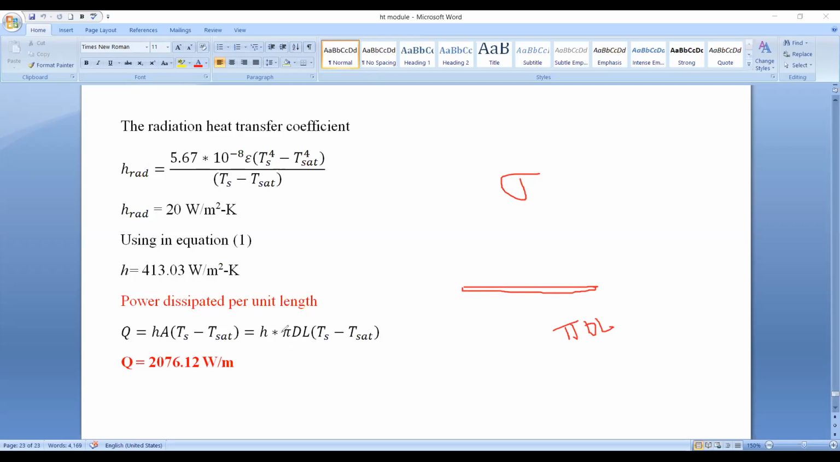But he asked us to calculate the power dissipated per unit length. Per unit length, so L should be taken as 1. Pi times diameter, the diameter of the wire, is given. So after substitution, you will get the power dissipated, or the rate of heat transfer per unit length. The rate of heat transfer per unit length equals 2076 watt per meter. So this is the power dissipation per unit length. I hope this problem is clear.